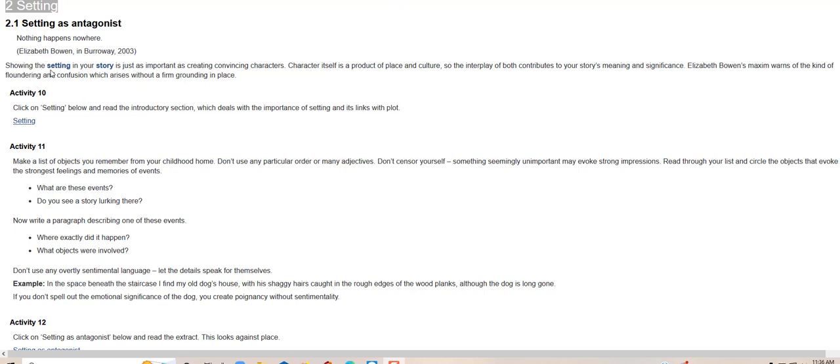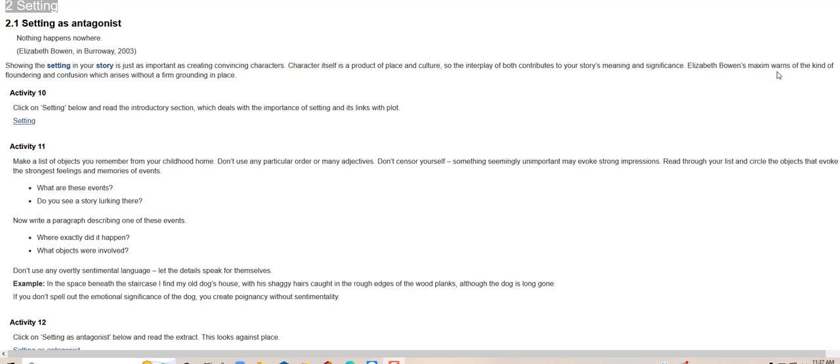And so showing the setting in your story is just as important as creating convincing characters. Character itself is a product of place and culture. So the interplay of character and setting both contribute to your story's meaning and significance.